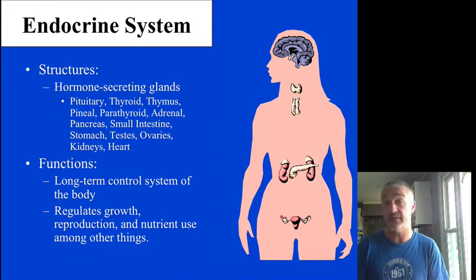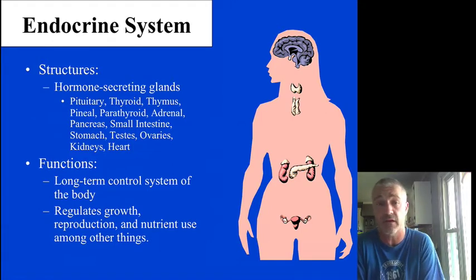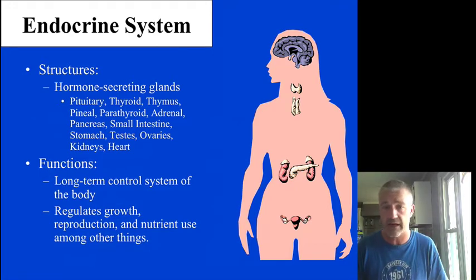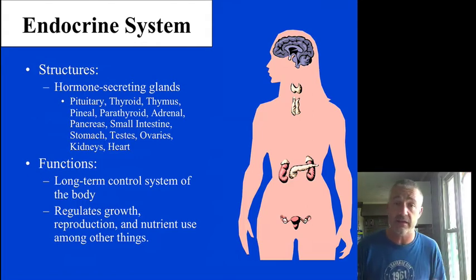The endocrine system is the other command and control system. Again, if I was making a list, it seems to be a pretty long list on this one, but lots of glands make this up. So pituitary, thyroid, thymus, pineal, parathyroid, adrenal glands, pancreas, small intestines have some activity, stomach has some activity, the testes, ovaries, the kidney, as well as the heart are all going to secrete hormones that can act on different tissues in the body. That is what an endocrine gland is.